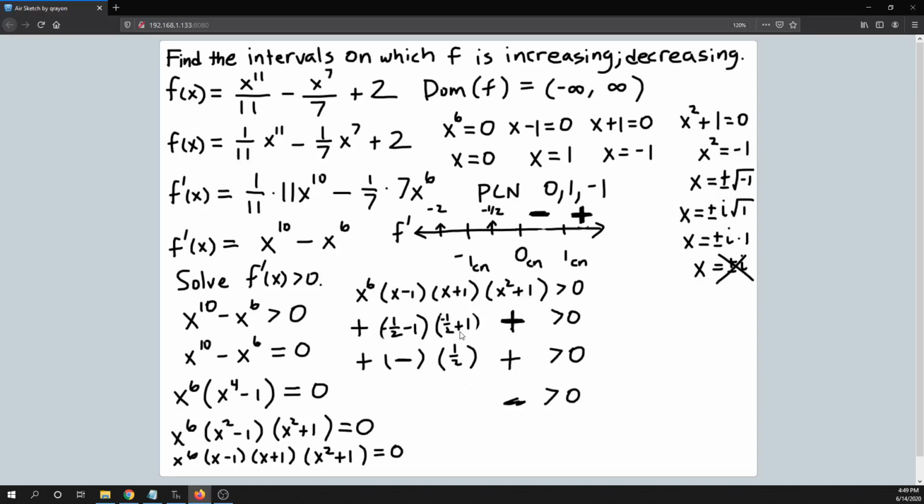And so here I have a positive times a positive times a positive. And then times this negative, I am going to get another negative right in here. Okay. So when I plugged in the test number negative 1/2, I get a negative. So going back up here, I would put a big minus sign right over this.